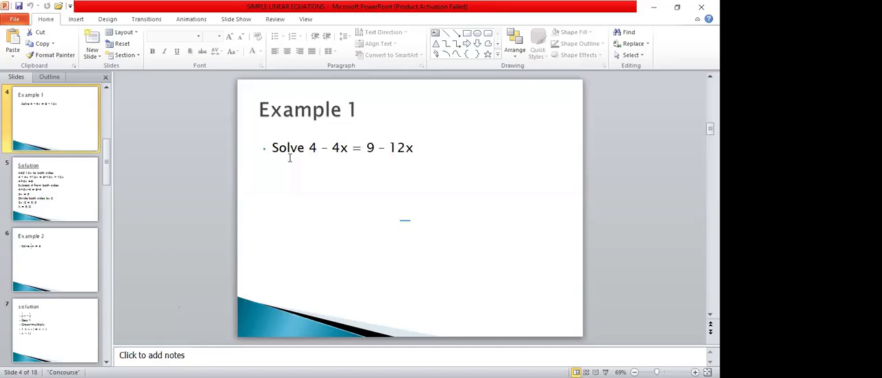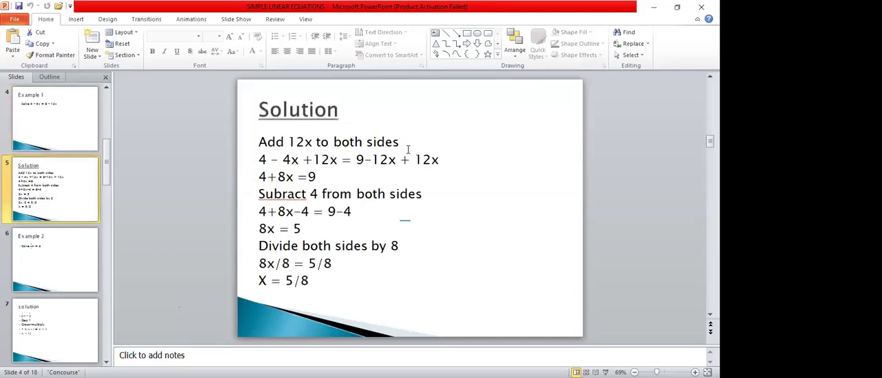So 4 and 9, we make sure that 4 and 9 stay together, and minus 4x and minus 12x stay together. So in order to ensure that they stay together, let's start with minus 12x. We want minus 12x to go and meet minus 4x. To do that, the opposite, the additive inverse of minus 12x is plus 12x. If we add plus 12x here, the 12x will leave this side. So let's move on to the next slide.